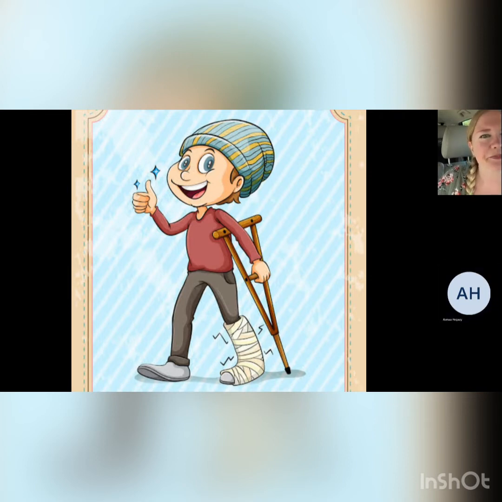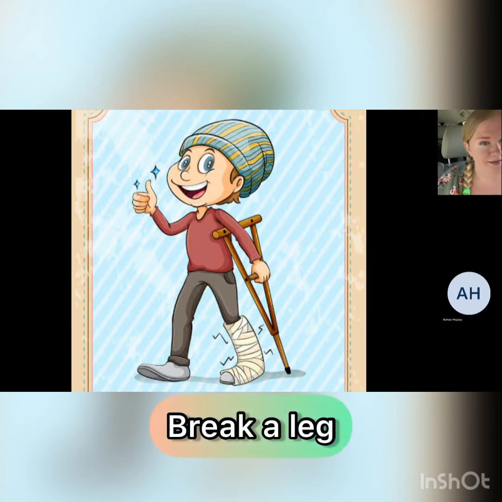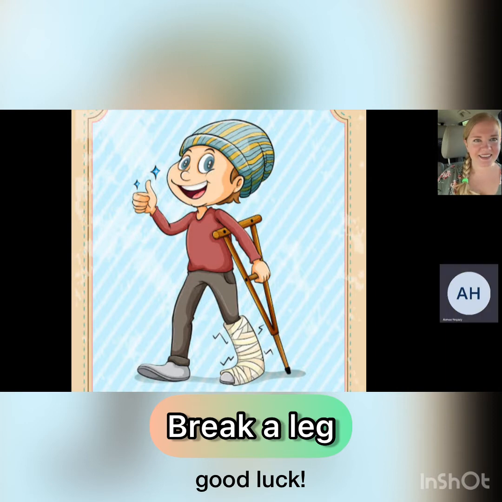I love it. All right, so this one, if I had to guess, I would say it is break a leg. Yeah, you got it right. That is something we would typically say if someone is going on stage for a performance. You would never really want to break a leg in a performance. Break a leg means good luck. For example, I forgot you were on stage tonight. Break a leg.